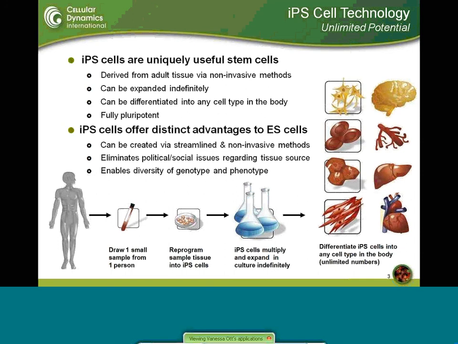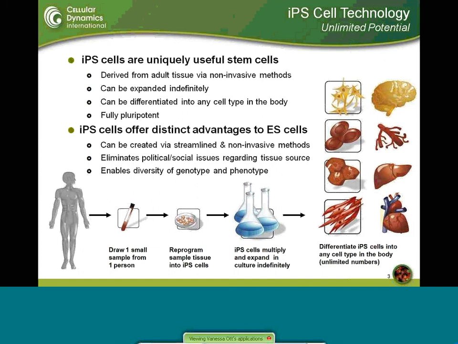So at Cellular Dynamics, we're really focused on bringing to market terminally differentiated cells for use in drug development that are derived from iPS cells. iPS cells, or induced pluripotent stem cells, are uniquely useful stem cells. They're derived from adult tissue via relatively non-invasive methods. They can be expanded indefinitely, differentiated into any cell type in the body, and are fully pluripotent.